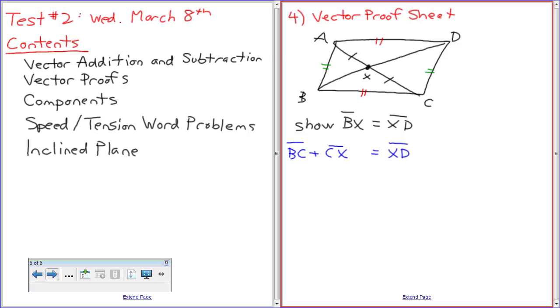What's equivalent to BC? AB. What's equivalent to CX? XA. Okay, I'm going to rewrite these. So I have XA plus AD. What is XA plus AD equal to? Yeah, you could have done the same thing. So what's XA and AD equal to? XD.